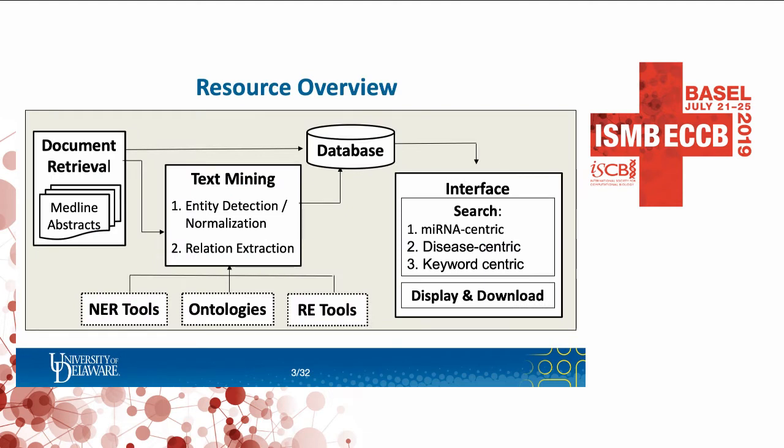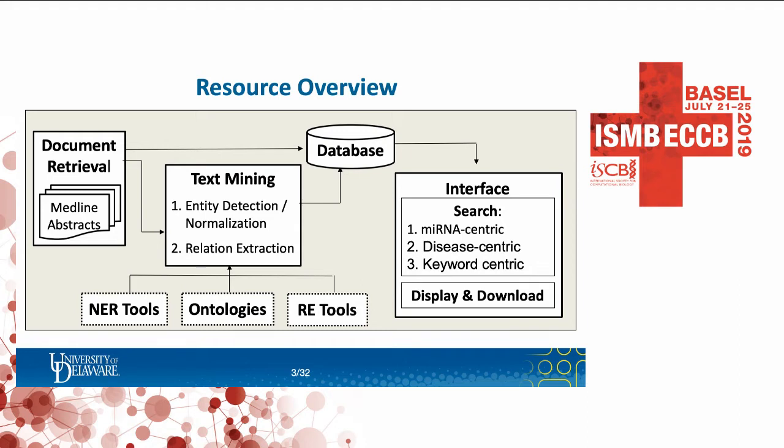The overview of our resulting resource is captured in this figure. First, we collect microRNA-related abstracts from Medline and store them in our database. Next, we mine the text from the abstracts to detect entities such as genes, diseases, biological processes, etc., and store them in our database, as well as identify the relations between these biological entities and microRNAs present in the text. We store all this information in our database, and then we finally have an interface which can interact with this database.